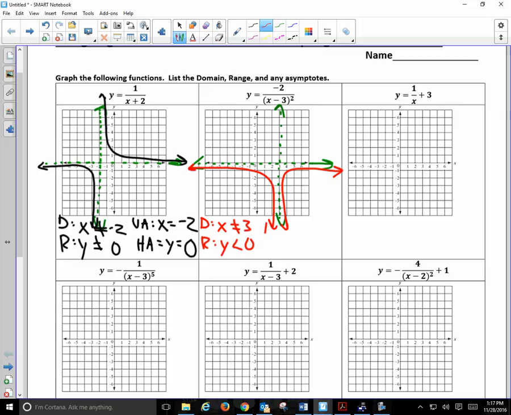So our horizontal asymptote is going to be x is equal to 3. Whoop, I'm sorry. Gosh, I did that again. Our vertical asymptote is going to be x is equal to 3, and our horizontal asymptote is going to be y is equal to 0.